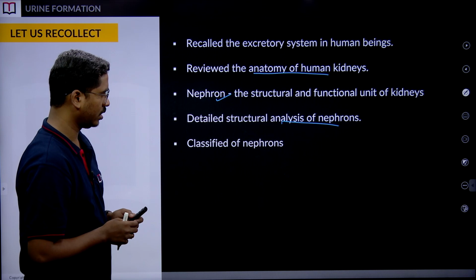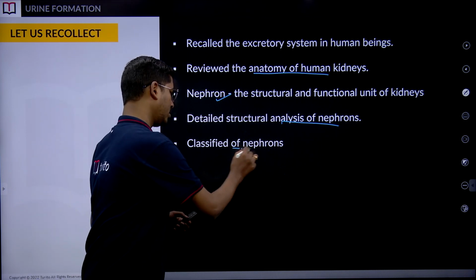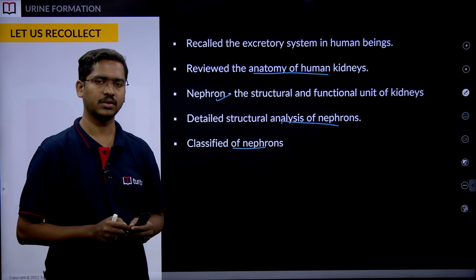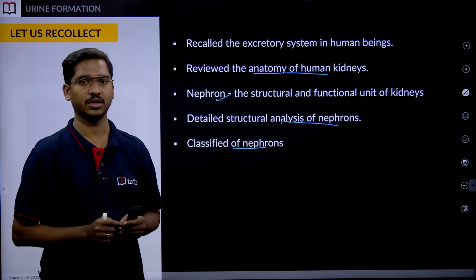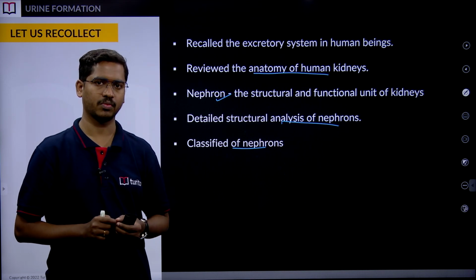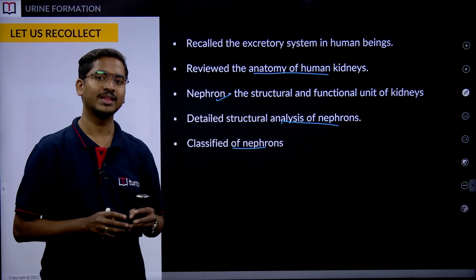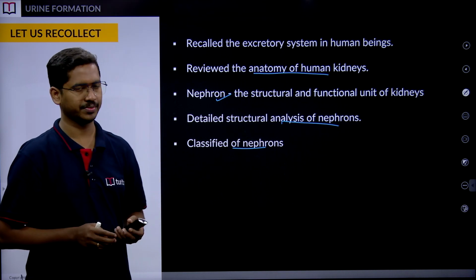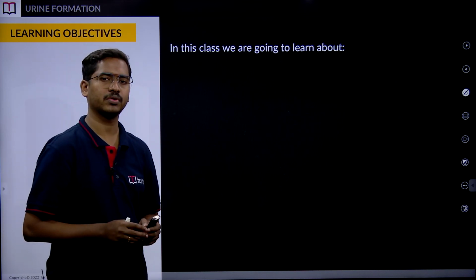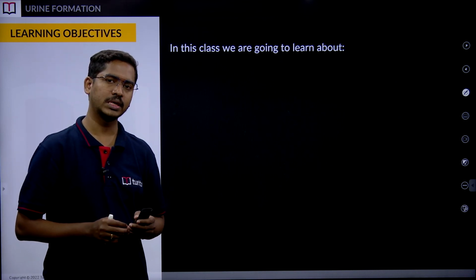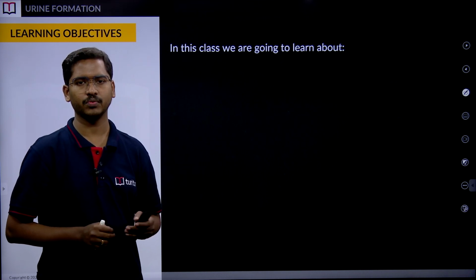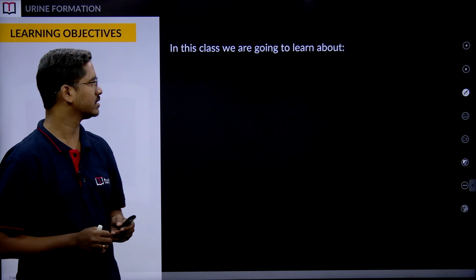We also understood the classification of the nephrons, that is cortical nephrons and juxtamedullary nephrons. There were two types of nephrons, and there is a lot of difference between them. It is all about the size of the Henle's loop. So, today in this session, we are going to understand how urine is formed in the body, and we are going to look at the objectives, starting with this.